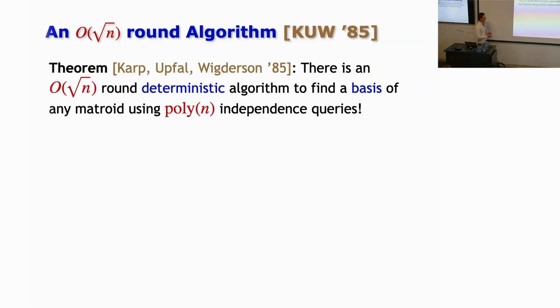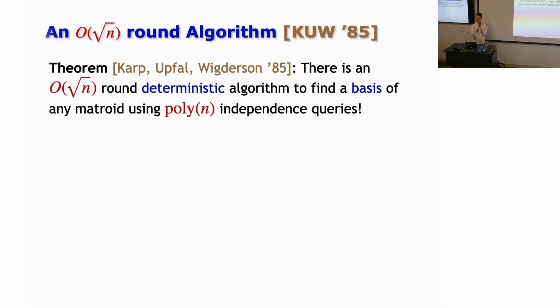But already in 1985, in this KUW paper, they showed surprising results: that for this task of trying to find a Matroid basis in parallel, you can actually find non-trivial parallel algorithms. You can get a round complexity of just order square root n. Moreover, it's still a deterministic algorithm, which you can use to find a basis of any Matroid using just a polynomial number of independence queries per round.